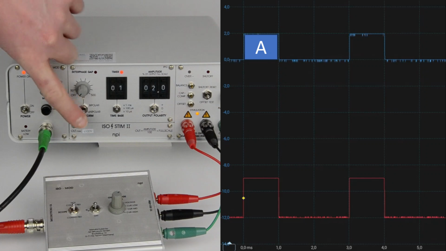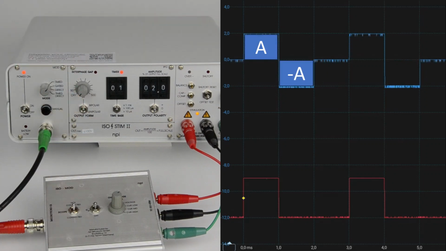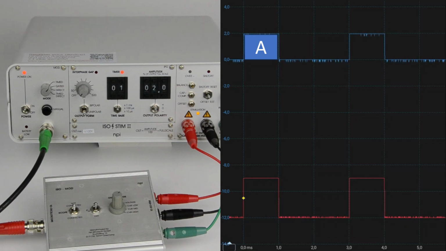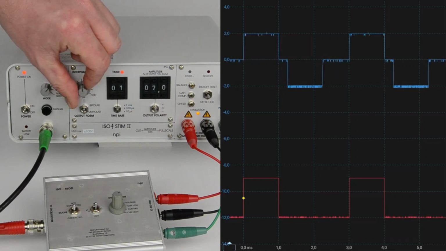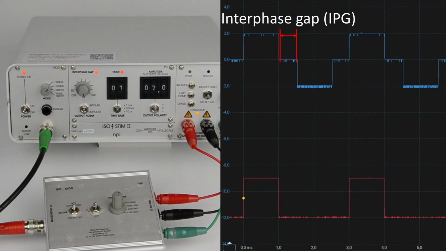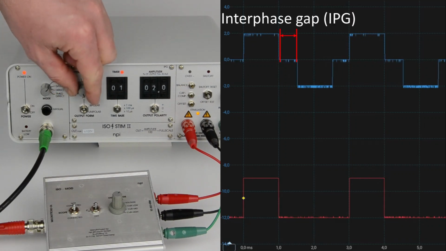When set to bipolar mode, a second square-shaped signal will be created with opposite polarity, here depicted as -A. Setting the interface gap will create a short pause between the two pulses A and -A.